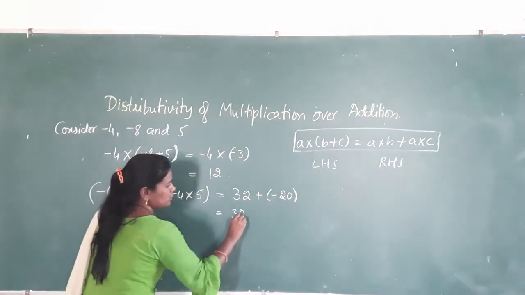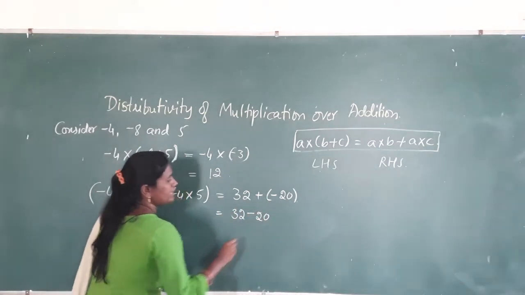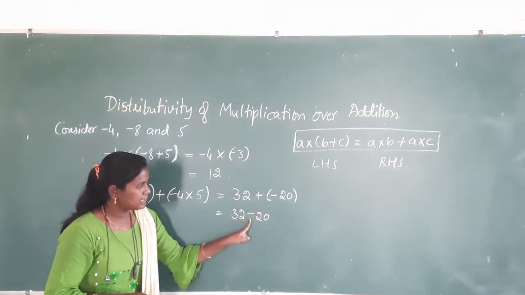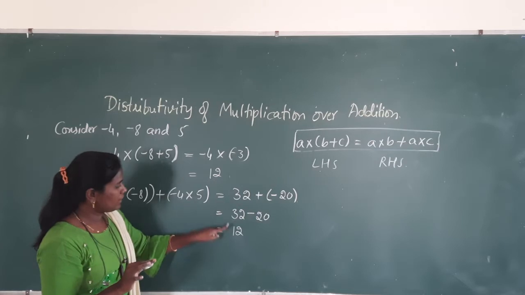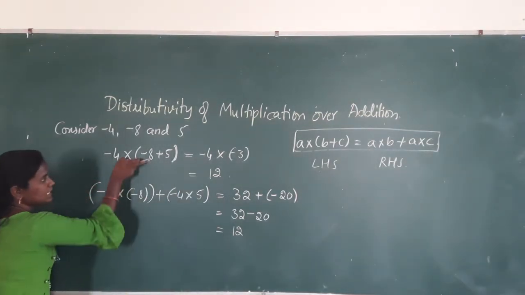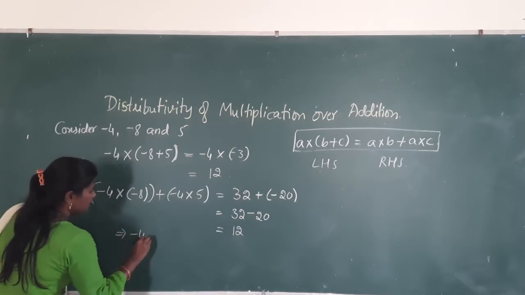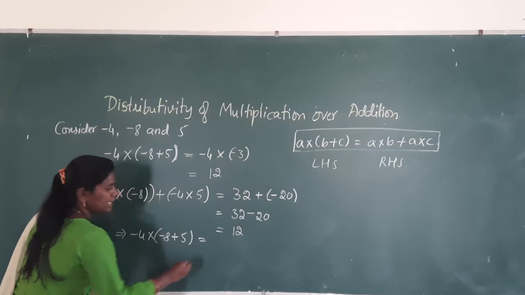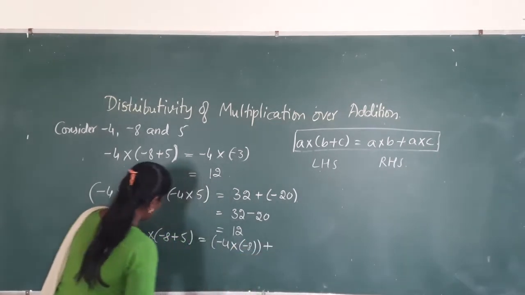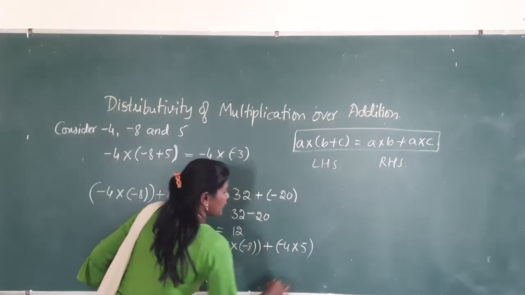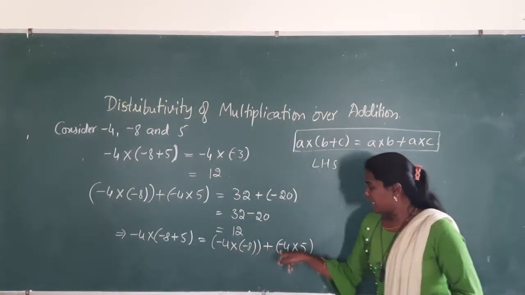That is equal to 32 plus into minus, which is minus 20. Now 32 minus 20 is 12. This 12 equals the other 12, and when these are equal, we say the two expressions are equal. So it implies that minus 4 into minus 8 plus 5 is equal to minus 4 into minus 8 plus minus 4 into 5. That is A into B plus C equals A into B plus A into C.